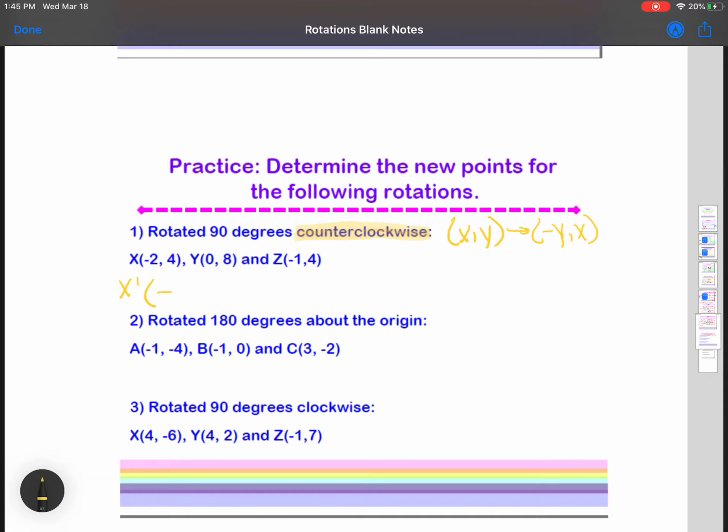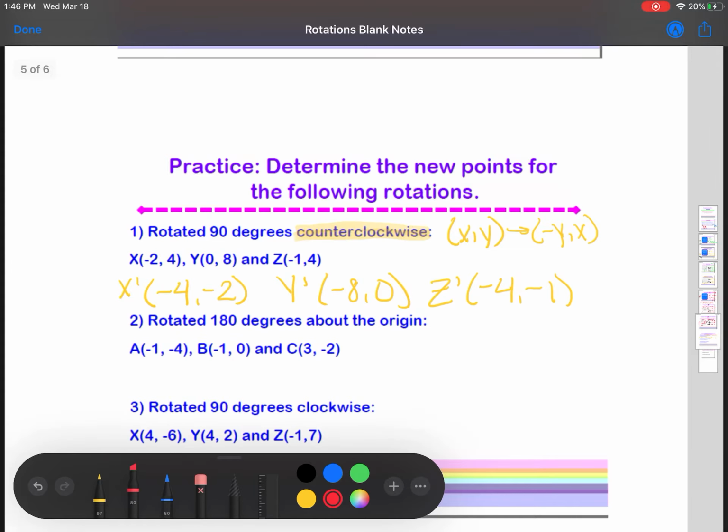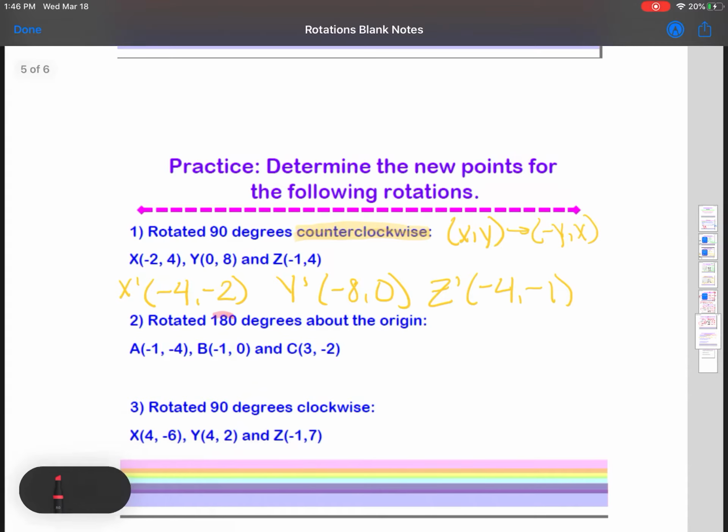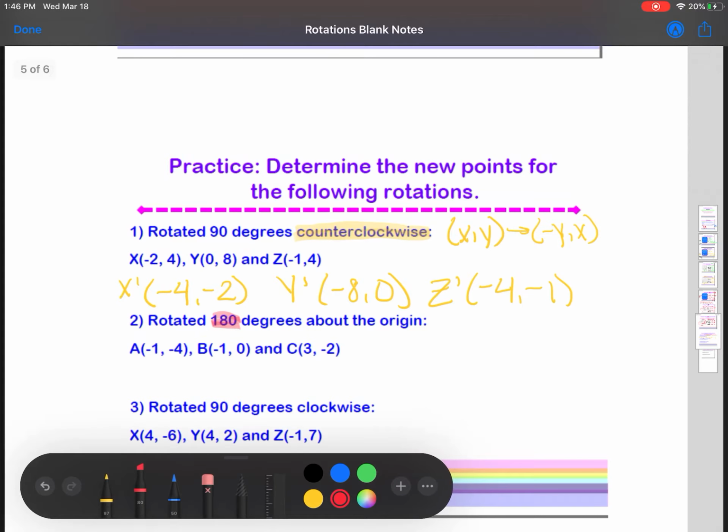So, my x prime, negative of 4 is negative 4, x stays the same. Y prime, negative of 8 is negative 8, y stays the same. Z prime, negative of positive 4 is negative 4, x stays the same. Okay? Not too bad, right? Don't overthink these. Just check your rules if you need to.